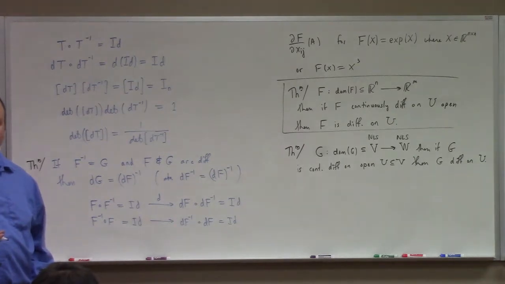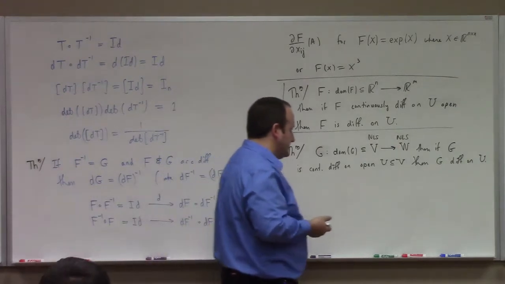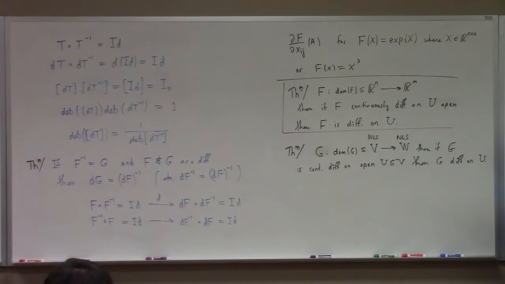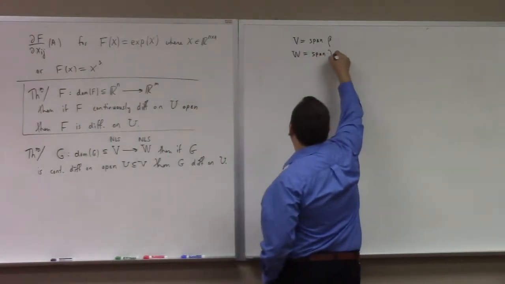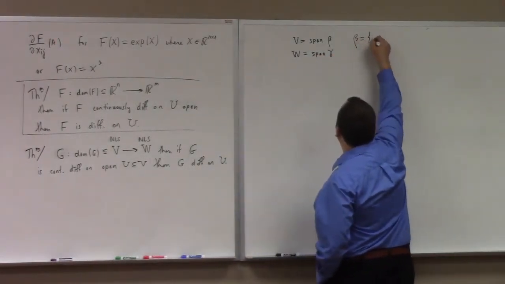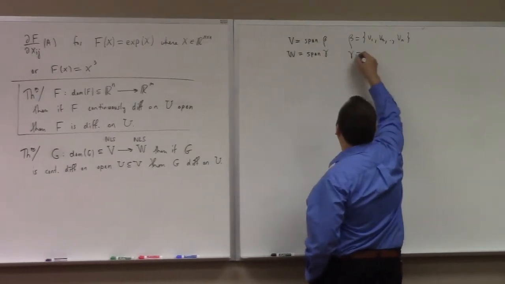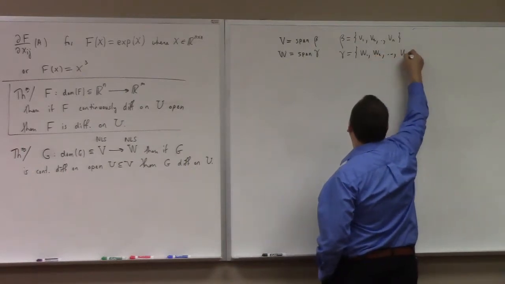Do we just pick a norm that makes this easier to use the upper theorem? Kind of, sort of. I think that's a bit of it. Let's say V is the span of beta. Let's say W is the span of gamma. Here beta, we'll let be v1, v2, through vn. Gamma, for our convenience, we'll assume is w1, w2, through wm, right?